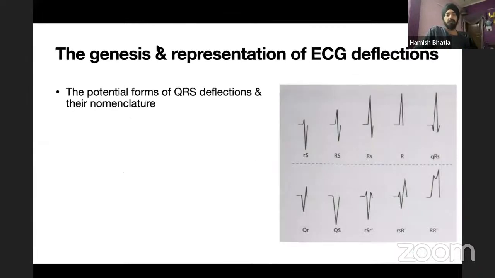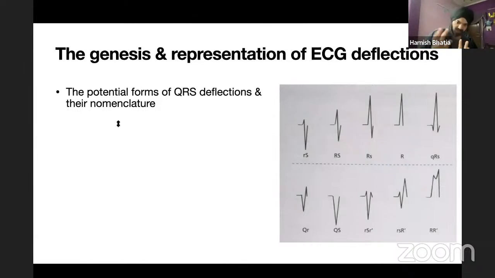Okay. Now the genesis and representation of the ECG deflections. First of all, the P wave is pretty simple. We know atrial depolarization shows P waves. So the genesis from the SA node traveling to the AV node, traveling through both the atria, gives us the P wave. Now QRS is slightly difficult because it has three components, Q, R and S, and the activation sequence is also slightly complex.